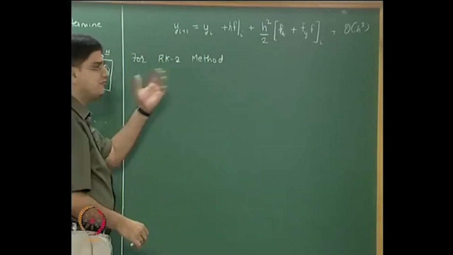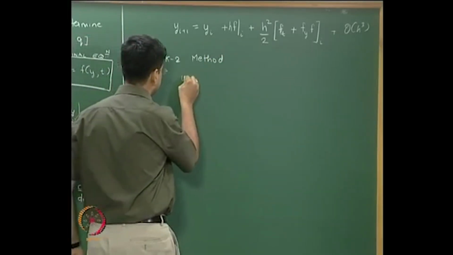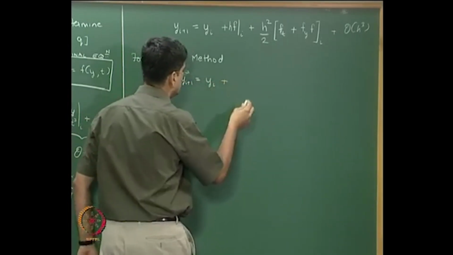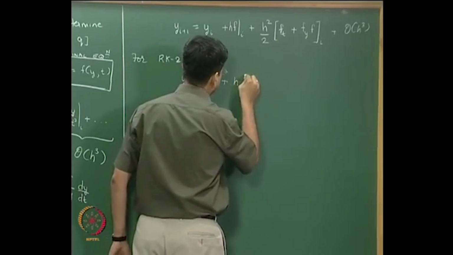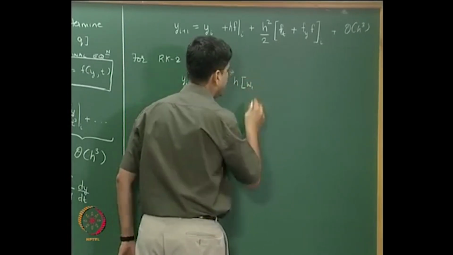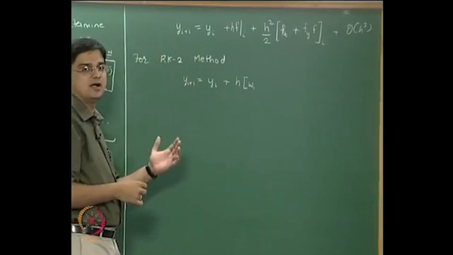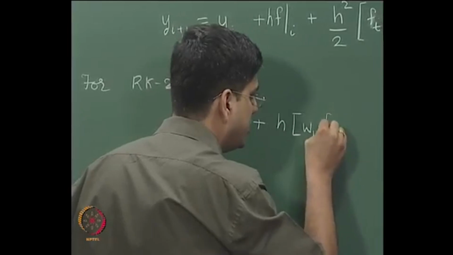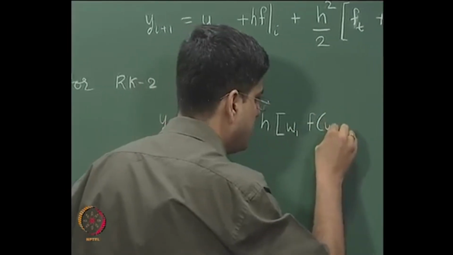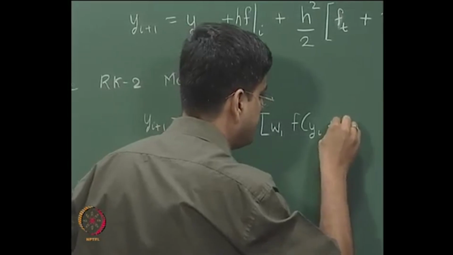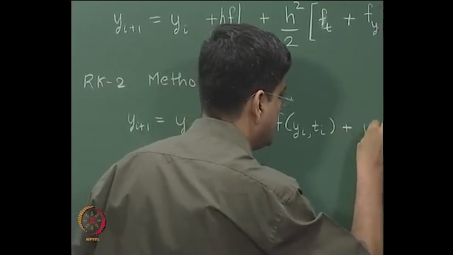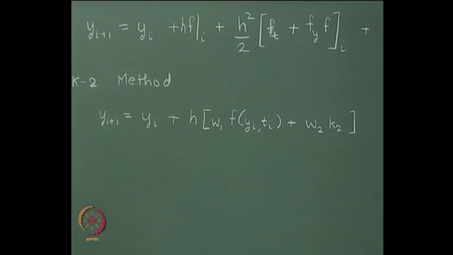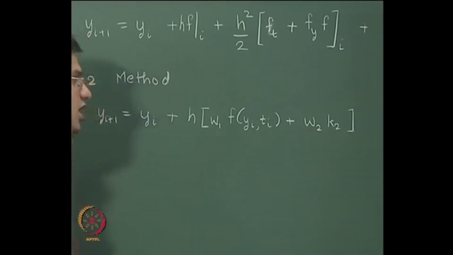Okay, for the RK2 method, y_{i+1} is y_i plus h times w1 k1, and k1 was nothing but f computed at y_i comma t_i. So I will just write that down, f computed at y_i comma t_i, plus w2 k2. Okay, so this is what we have.